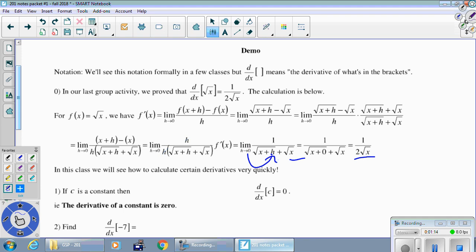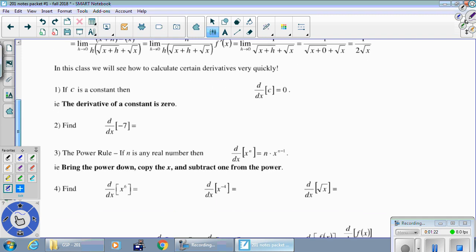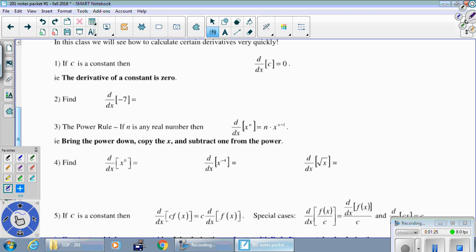In this class, we will see how to calculate certain derivatives very quickly. So we actually saw the shortcut for this last class as well. With the power rule, we'll see it more formally today. Number 1, if c is a constant, then the derivative of c is 0. That is, the derivative of any constant is 0. Makes sense, hopefully. If you think about the graph of y equals a constant, you should be imagining a horizontal line, and the derivative of any horizontal line is 0 everywhere.